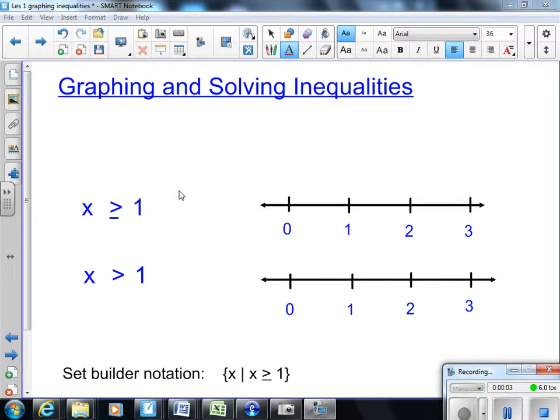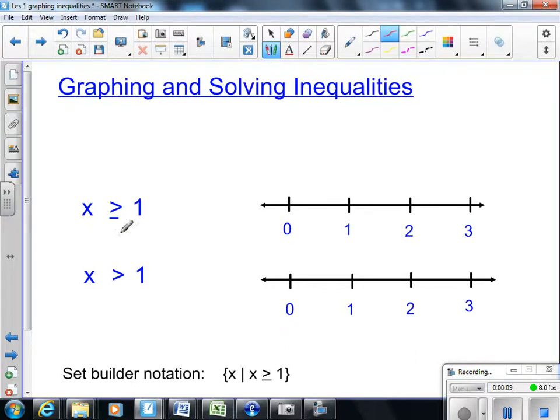Today in algebra, we're going to be working on graphing and solving inequalities. Now let's review just a little bit about what your inequality symbols are. We've looked at less than, greater than, less than or equal to, and greater than or equal to. Those are your four inequality symbols. Let's take a look at how we graph those.